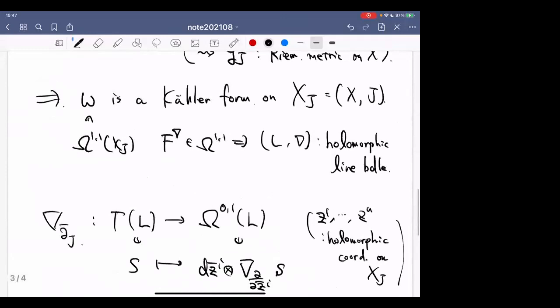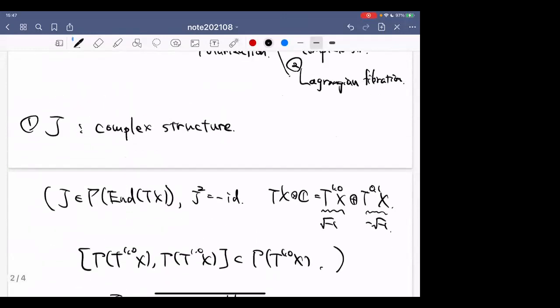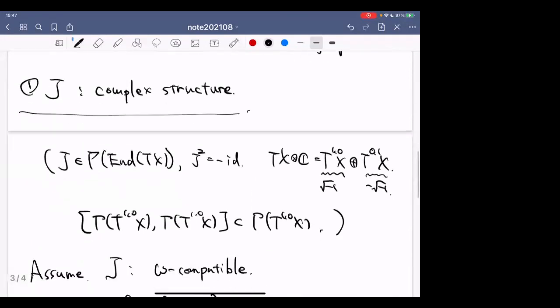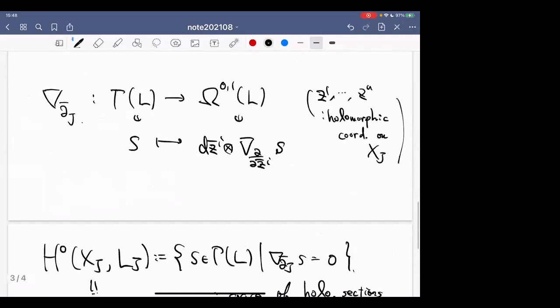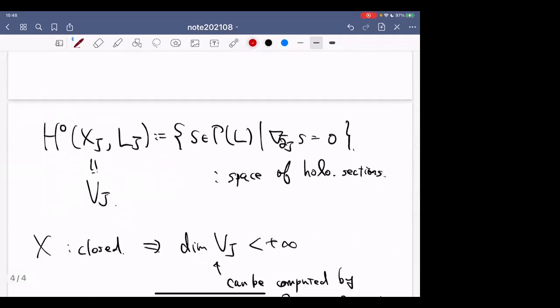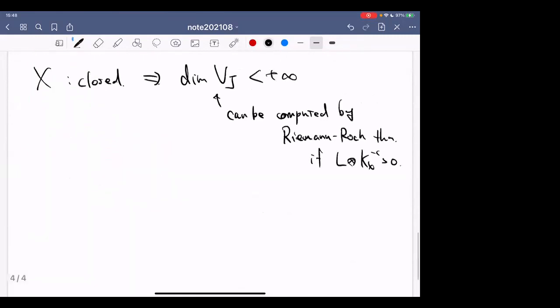So now I considered the complex structure. If the omega-compatible complex structure is given, then we have the vector space V_J. Next, I consider Lagrangian fibration.